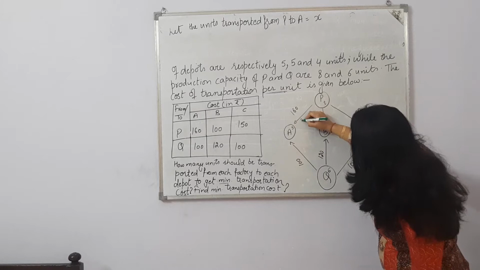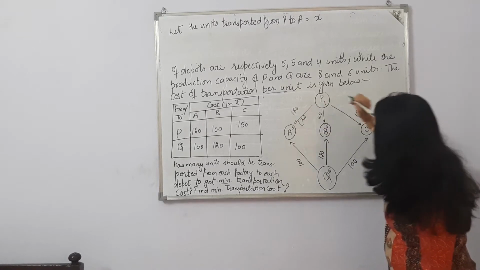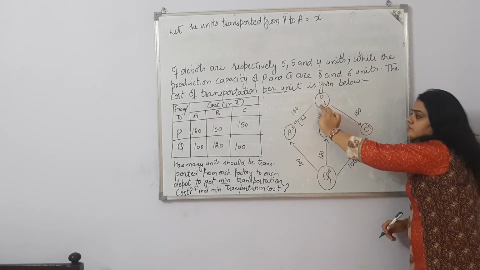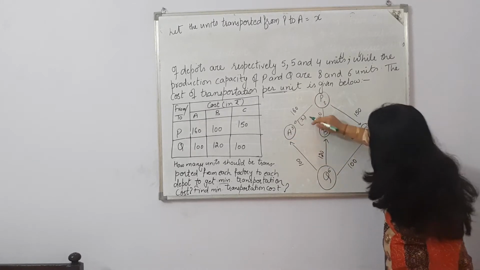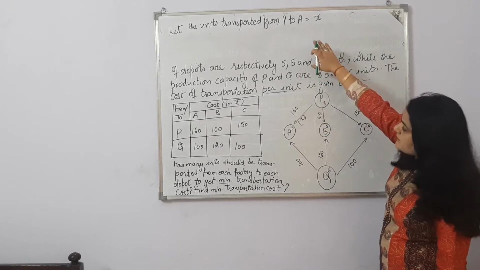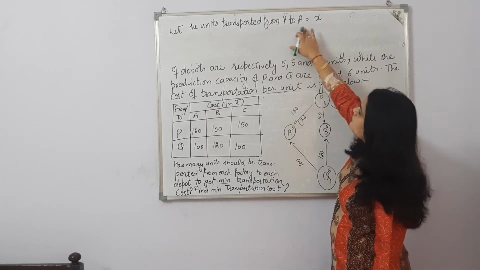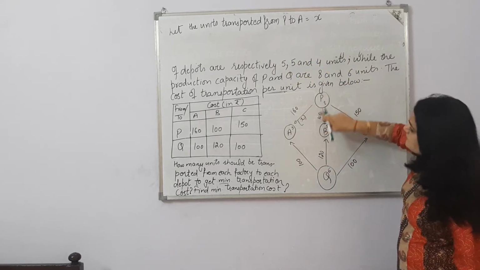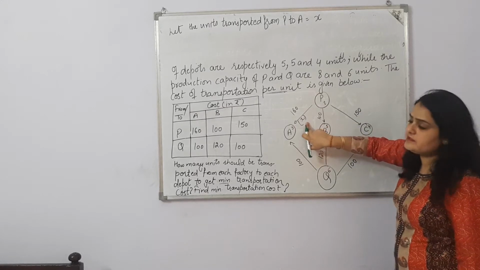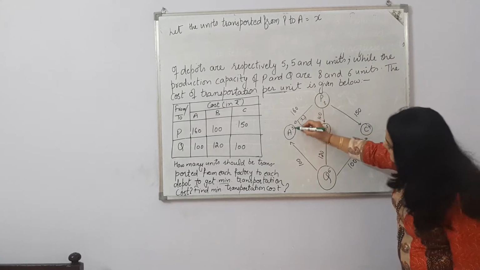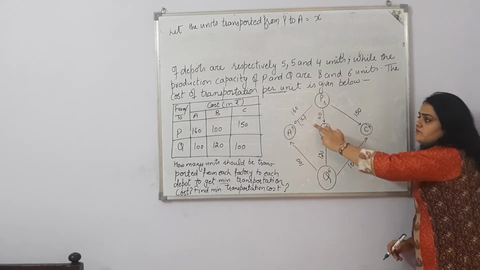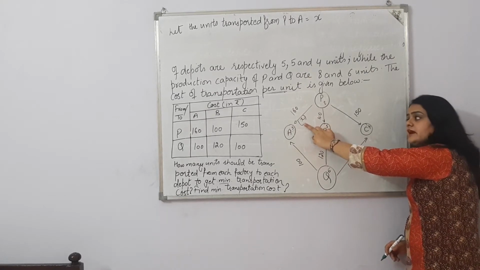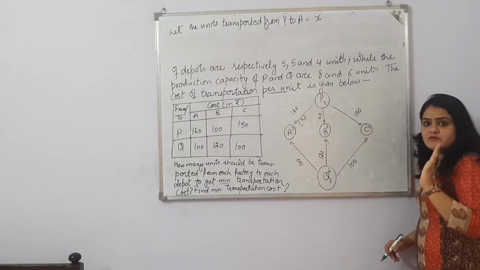If he is transported x units to A, then the total units... I have mentioned the units transported from P to A. If P is delivering X commodities to A, which has a capacity of 5 units, we don't know about X, it can be 1, 2, 3, 4, 5, maximum of 5.